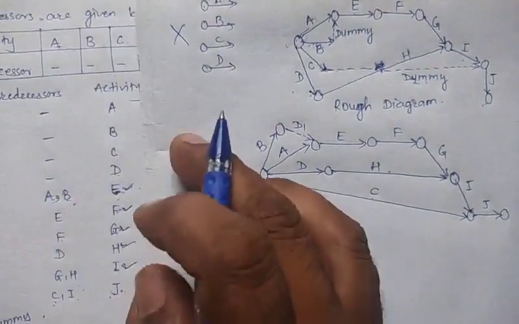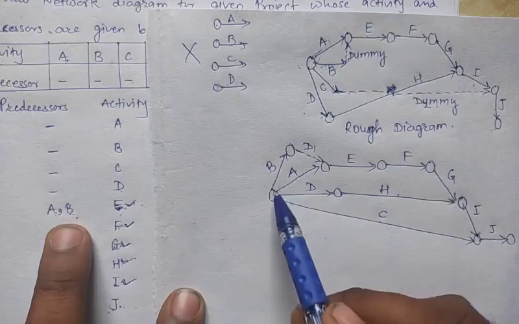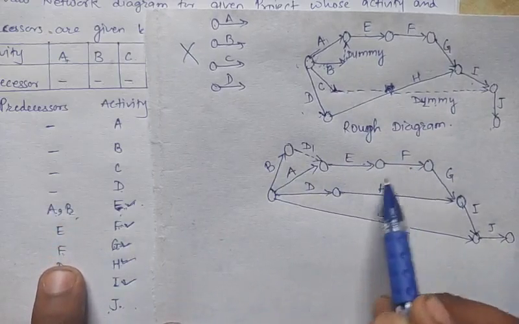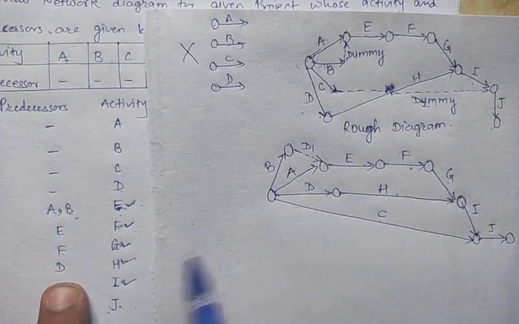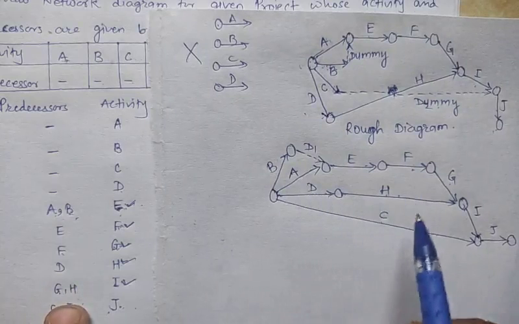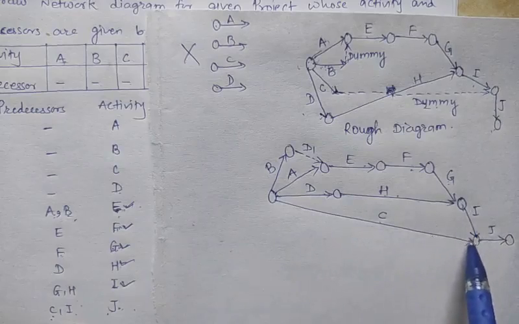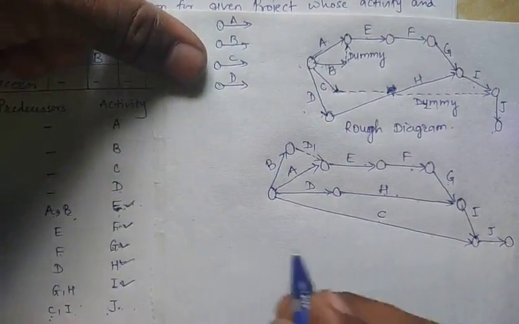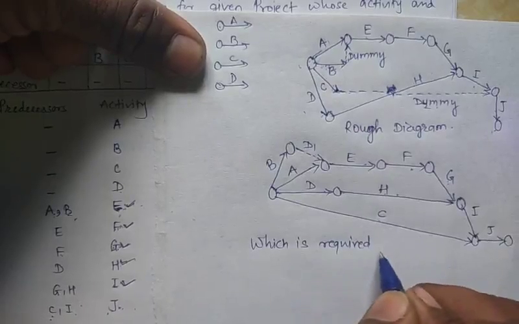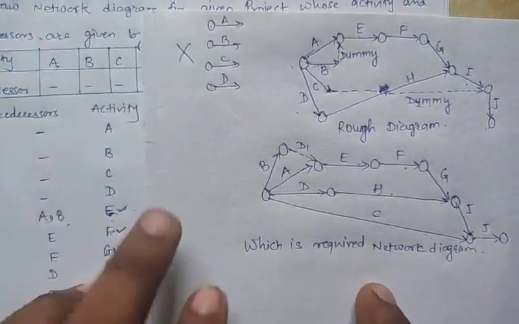So in this chart, what we have here: A and B go to E. Next E goes to F. Next F goes to G. D goes to H. G and H both go to I. And next, C and I go to J. So this is the final network diagram, which is required. Okay, so this is the network diagram.